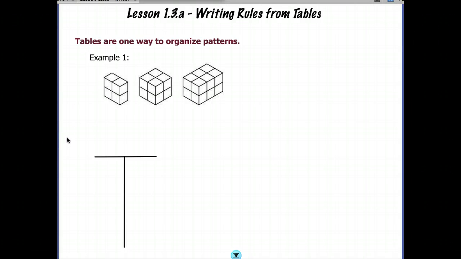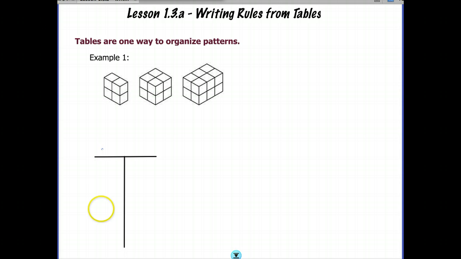Okay, this is lesson 1.3.8, writing rules from tables. So far you have been writing rules from patterns, from shapes, like this up here with these different blocks, these growing patterns. So what we're going to do is start with that, and then we're going to learn how to write rules from tables. So let's look at what we know.